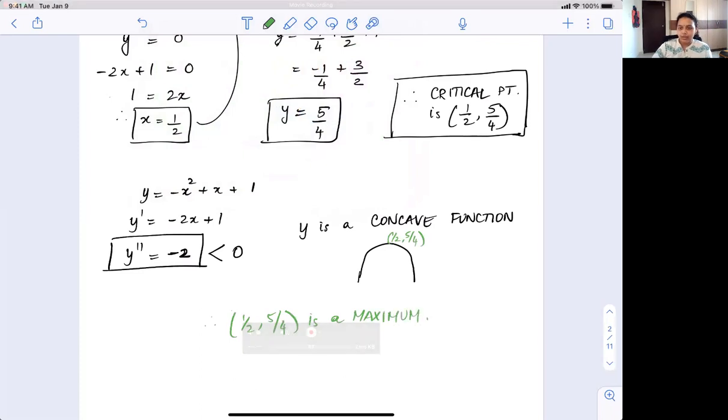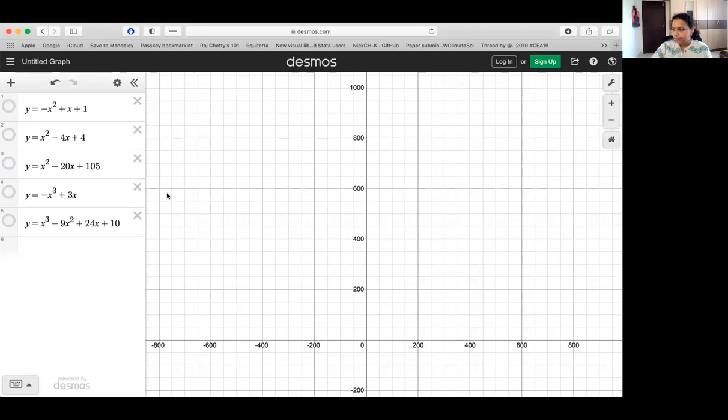Now, I showed you the calculus way of doing things. Let's go ahead and see if we can plot this on a graph and verify if our answers are right. So let me quickly stop sharing this screen, and I will now share my graphing calculator.